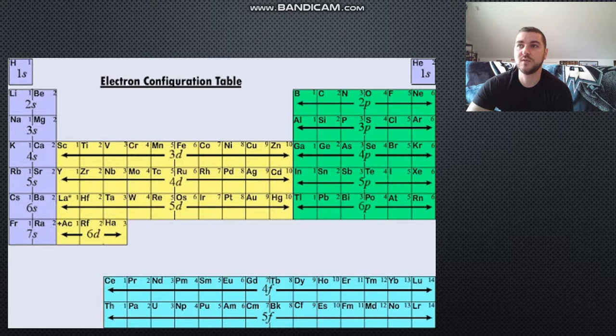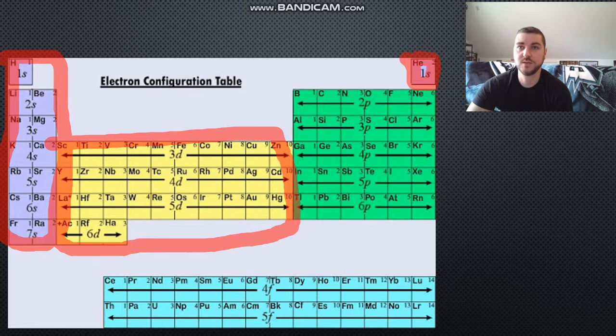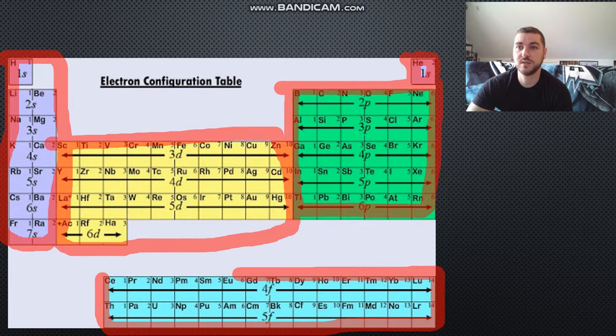This is a periodic table that's been broken down into blocks. So there's a purple area here, and it also encases this little area here. So there's a purple section, there's a yellow section, a green section, and the cyan section here at the bottom. These are called blocks on the periodic table, S, D, P, and F blocks. We can use these blocks to write any configuration we need to.